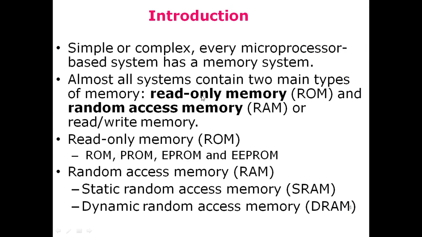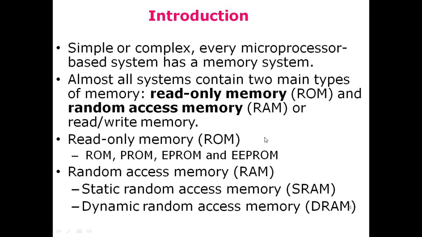Whether a simple computer system or a complex one, a microprocessor-based system will always have memory. Memory is used to store instructions and data for the microprocessor, and these instructions and data are then brought inside the microprocessor, stored in the register array, and executed by the arithmetic and logic unit. Almost all systems contain two types of memory: read-only memory, or ROM, and random access memory, the two most popular types used with the microprocessor.